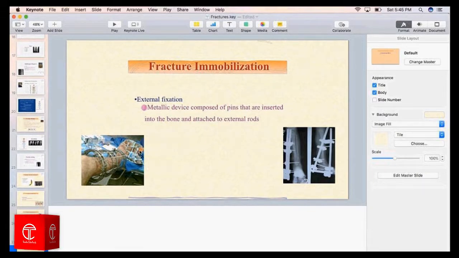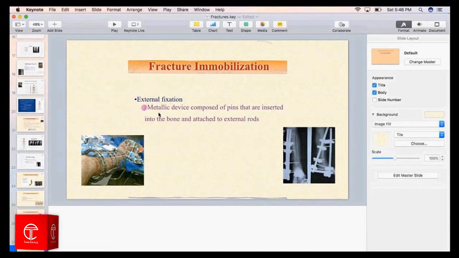The advantage of a ring fixator is that it gives you 360 degrees of stability. All around it is very stable. So immediately after applying the Ilizarov or ring fixator, you can advise your patient to weight bear, because it gives good stability all around. That's the beauty of the Ilizarov. External fixators are advised for open fractures.